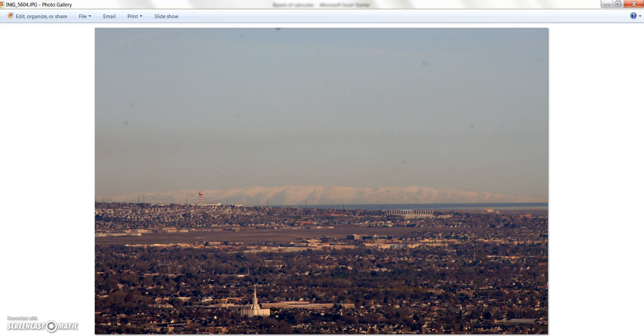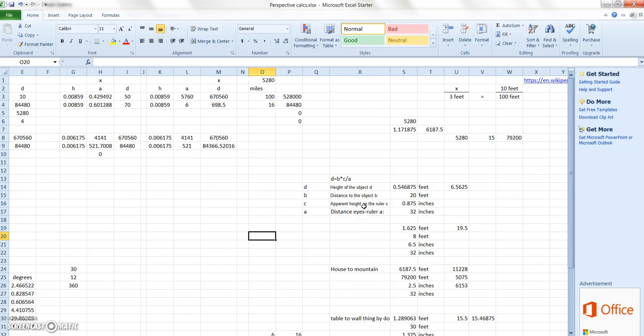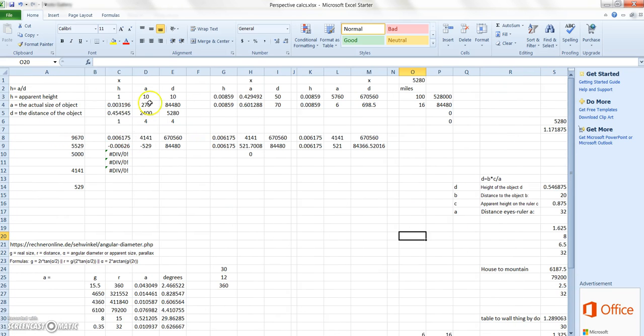I've done some calculations. If you look here, I'm doing some apparent height versus the actual size and distance of the object. The next thing I'm going to do is test different objects at different distances. You can do that by using a ruler and holding it away from your eye and doing the distance. As you can see, if from my house to a mountain the height is 6,000 feet, the height of that mountain is really only 2 inches on my ruler if I'm looking at it 32 inches away from my eye. Hopefully I can get that done and the video up shortly.